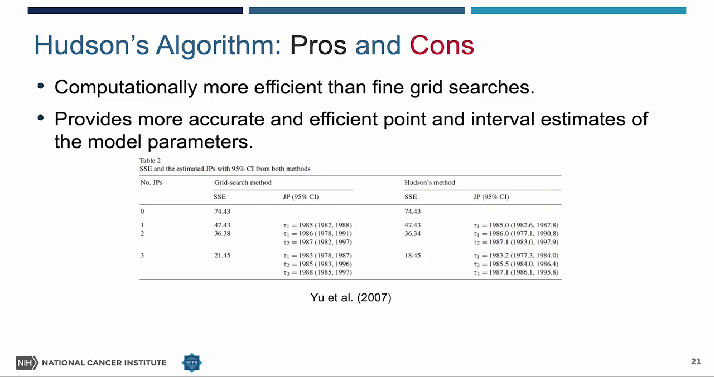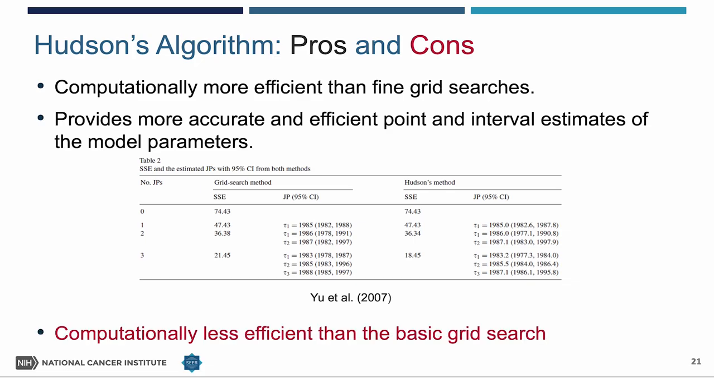For example, this table shows confidence intervals for the locations of join points obtained by the annual grid search as well as Hudson's method. And we see that Hudson's method produces narrower confidence intervals. However, Hudson's algorithm is computationally less efficient than the basic grid search.